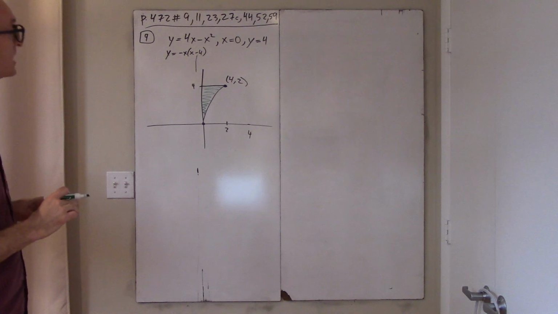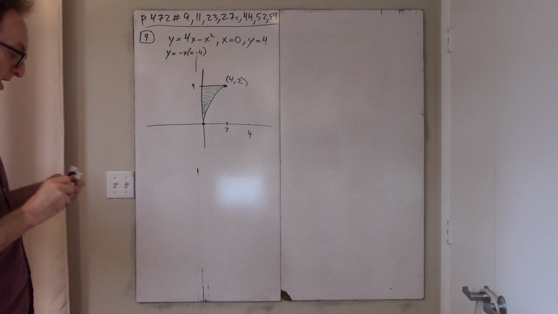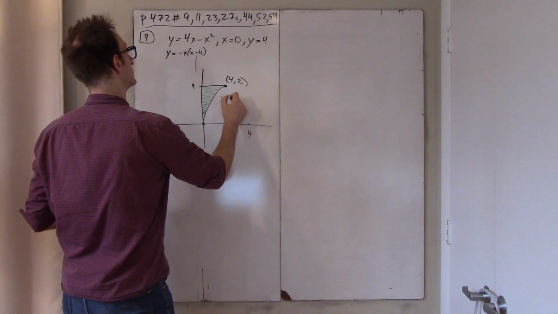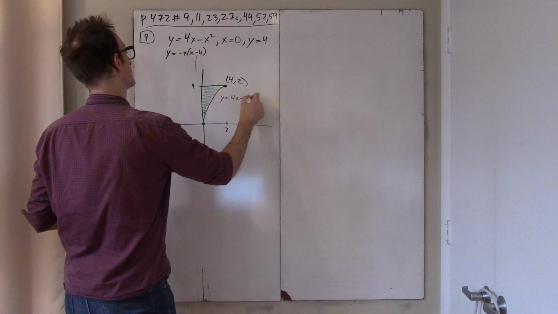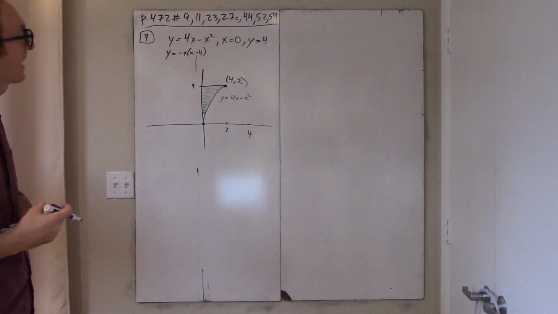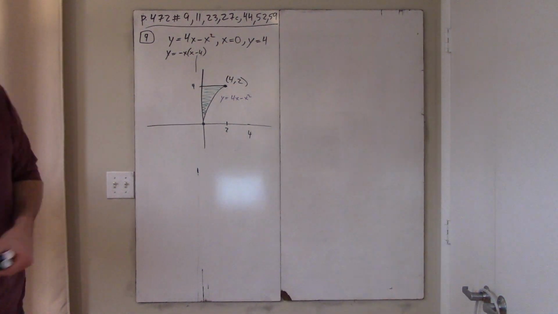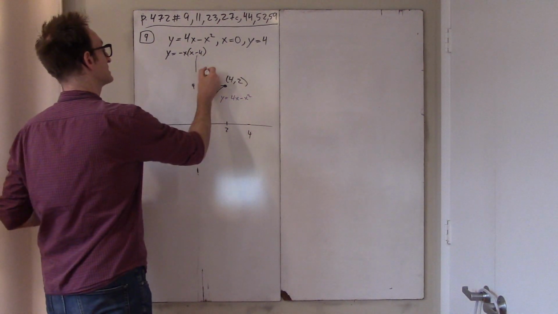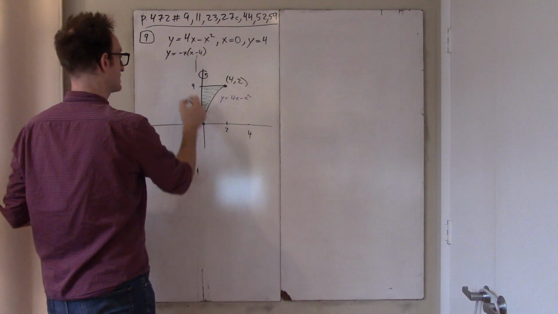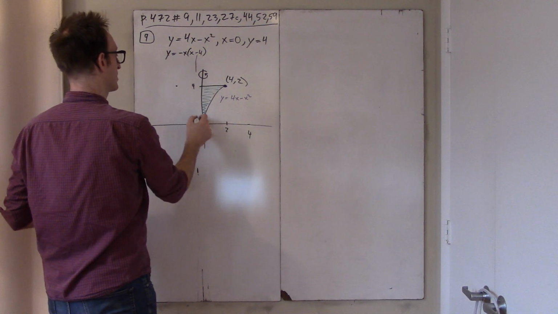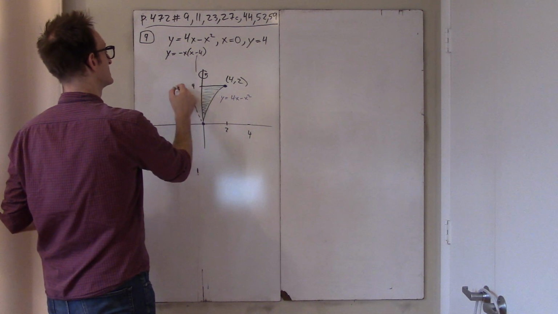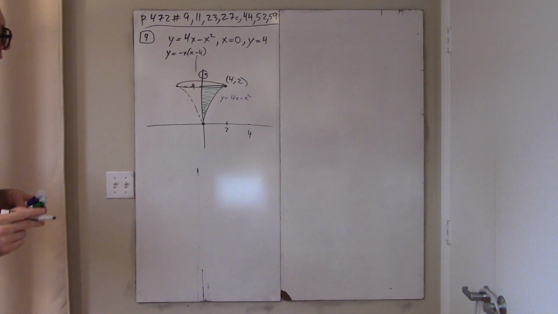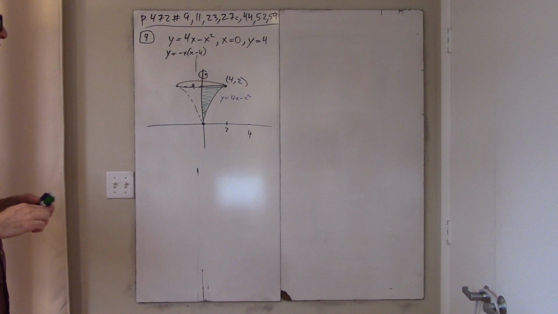Good. So I have this parabola, y equals 4x minus x squared. And now, what am I doing again? I'm finding the volume of the solid formed by rotating this region about the y-axis. If we rotate this thing about the y-axis, first of all, what shape is formed? It's going to be some kind of horn, and we want to find the volume of this solid.